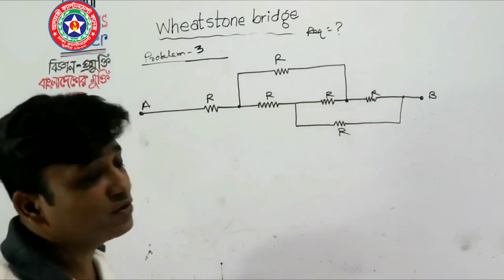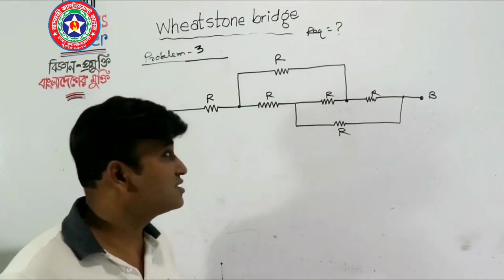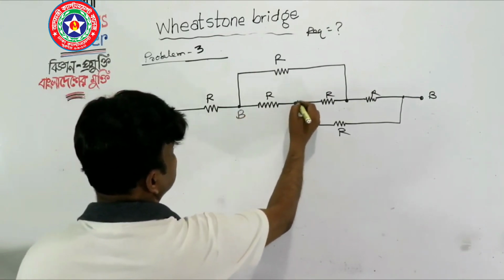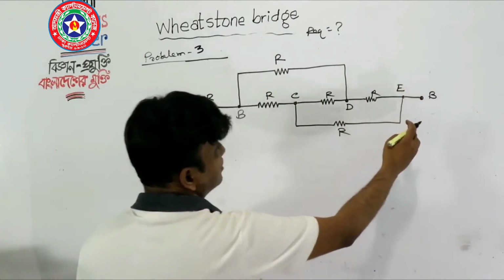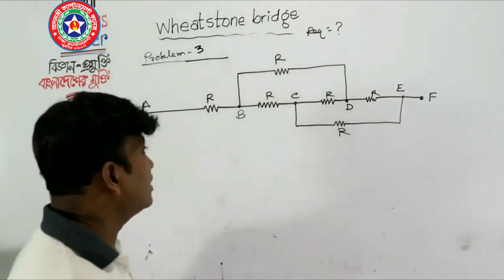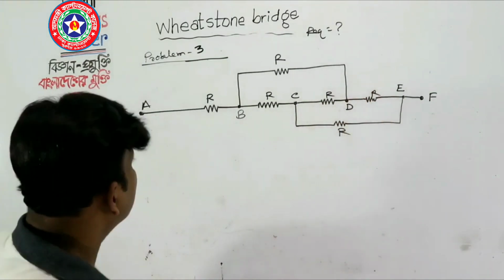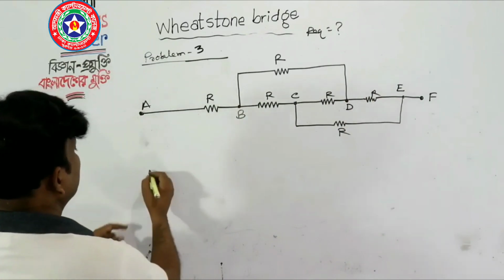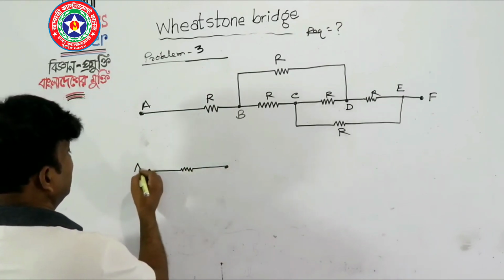Okay, to get the equivalent resistance, we can rearrange this circuit like this. Suppose this point is B, this point is C, this point is D, this point is E, and we take this point as F instead of B. Okay, so it is A, B, C, D, E. Now we can take this resistance here. Okay, there is a resistance between A and B.